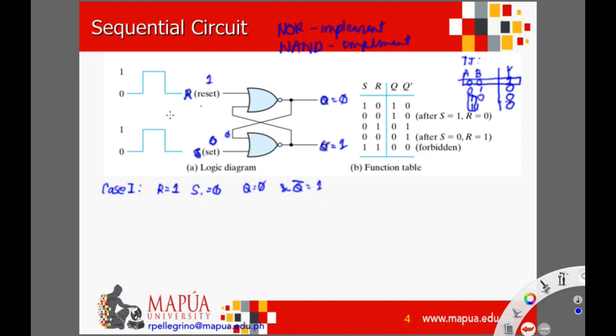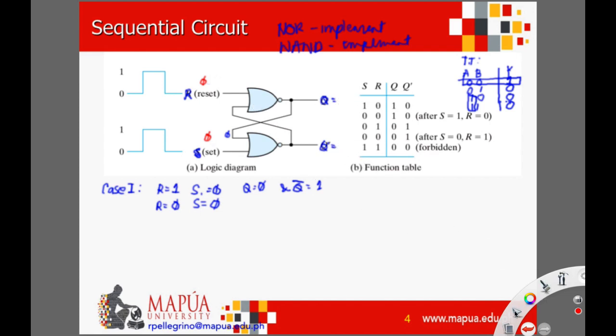So say for example, we remove the input. What do we mean by removing an input? We set R equal to 0 and S equal to 0. Okay, now I'll just delete so that it will be clearer. For the second case, say you have R equal to 0 and S equal to 0. What will be the value of our Q and Q bar?